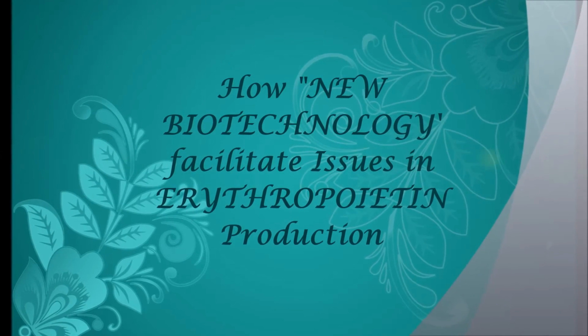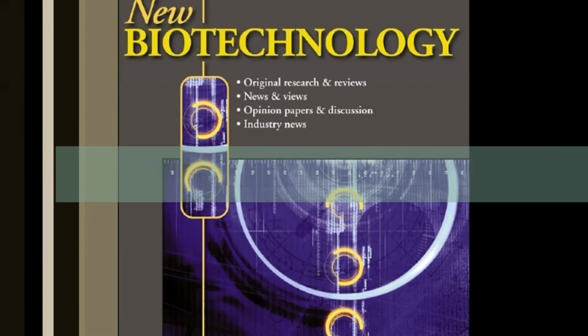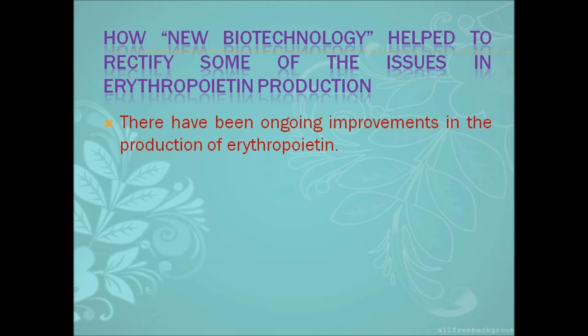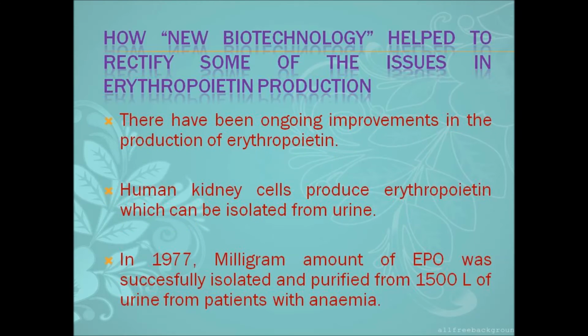Let's now look at how new biotechnology has helped to rectify some of the issues in erythropoietin production. There have been ongoing improvements in the production of erythropoietin. The human kidney cells produce erythropoietin, which can be isolated from urine. In 1977, milligram amounts of EPO were successfully isolated and purified from 1,500 liters of urine from patients with anemia.